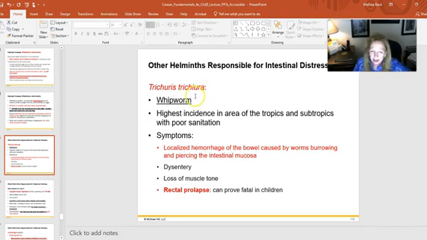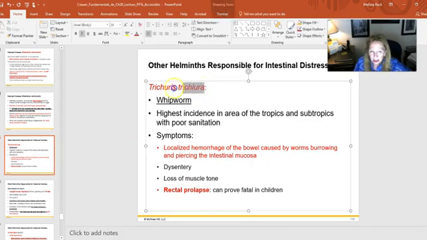Trichuris trichiura is called whipworm. This is the genus and species. Again, this is pretty common too, especially in tropics and subtropics. It can actually cause a localized hemorrhaging of the bowel in more serious cases. You see this in animals, probably in pets you've seen this before.